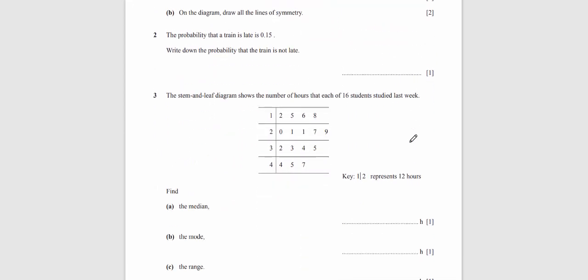And then number 2, the probability that a train is late is 0.15. Write down the probability that the train is not late. I'm sure all of you know that the total probability is always equal to 1. So if the probability that the train is late is 0.15, the probability that the train will not be late will be 1 minus 0.15, which is 0.85.